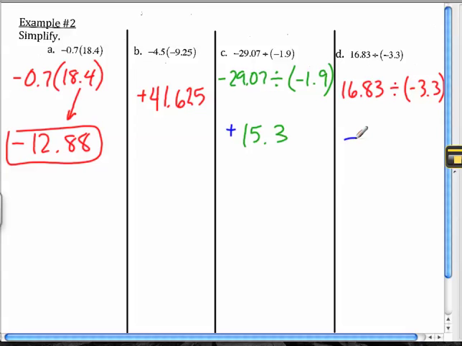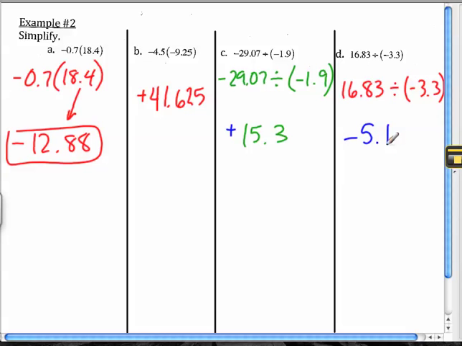So then I'm going to go ahead and do the division, and I've got 16.83 divided by 3.3. Remember, I'm not putting the signs in because I already know what the sign of the answer is going to be, and I have an answer in front of me. What answer did you get, Albert? Negative 5.1. Beautiful job. All done.